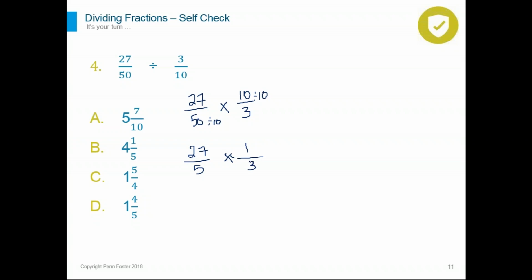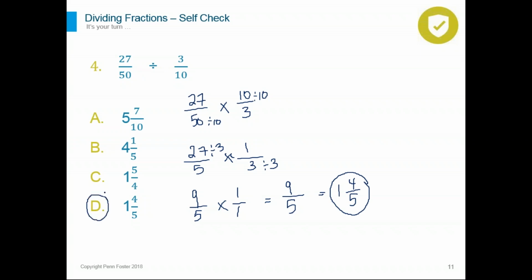Okay, again, I have 27 and 3, eliminate 3 and eliminate 3. 27 over 3 is a 9, and then we still have the 5 on the bottom. 1 over 1, and then multiply across. 9 times 1 is a 9. 5 times 1 is a 5. Put your answer in simplest form. So that would be a 1 and 4/5, and that is the quotient of dividing these two fractions. So the answer is D, 1 and 4/5.